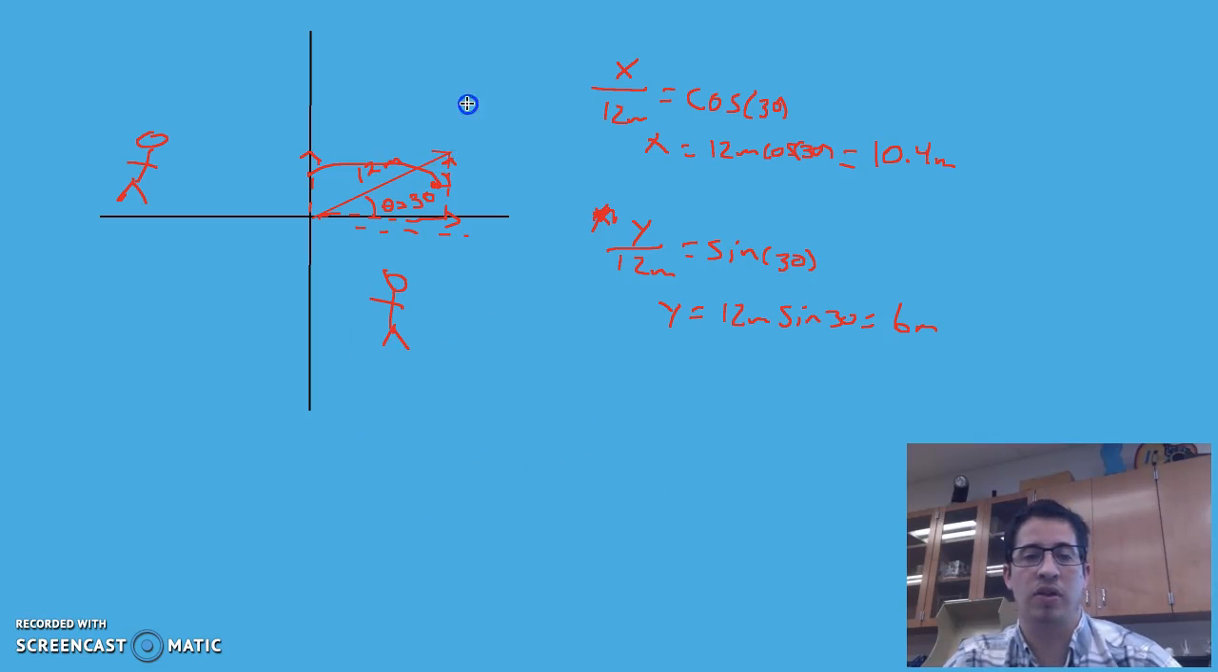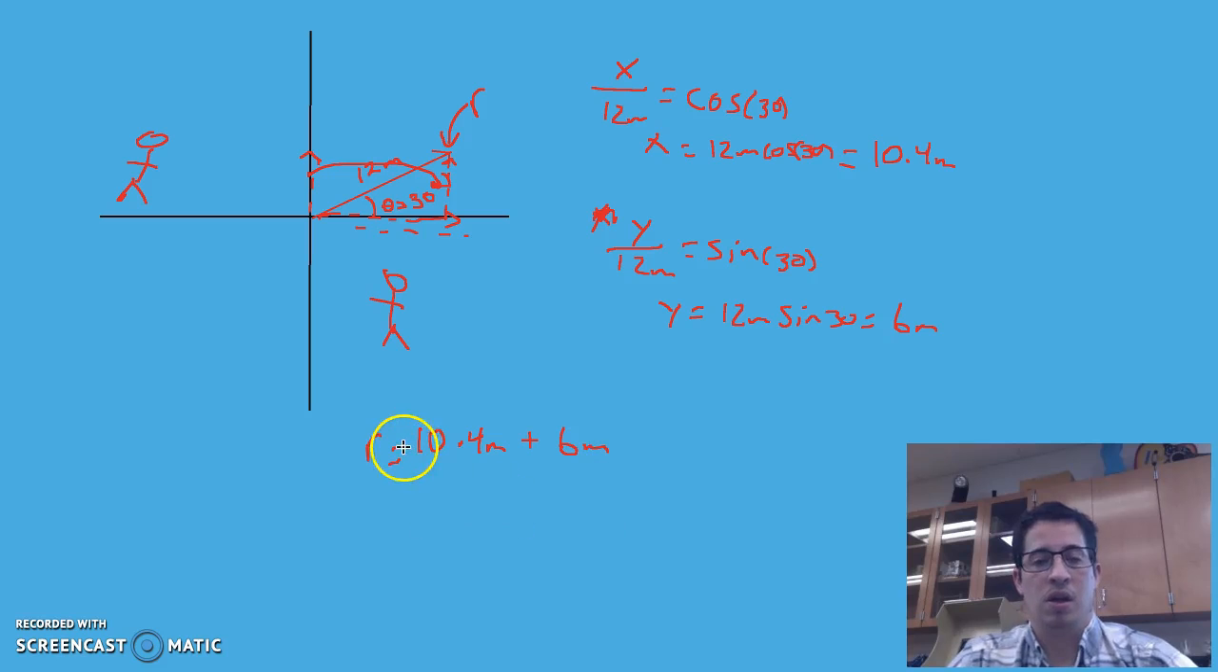We'll call this vector r. We're going to say that r is equal to, actually, let's put the x first, 10.4 meters plus 6 meters. Now, this is where we run into a problem, because this vector is not actually 10.4 plus 6. That would be 16.4. It's not that big. It's only 12 meters long. But we have to have a way of writing it out as a combination of these two, while also showing that these two are in separate directions.